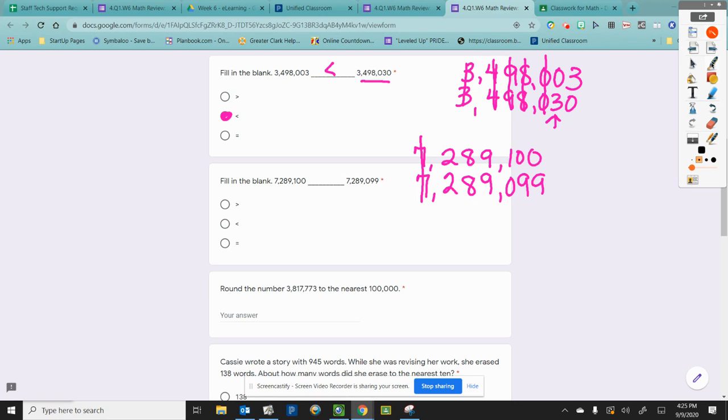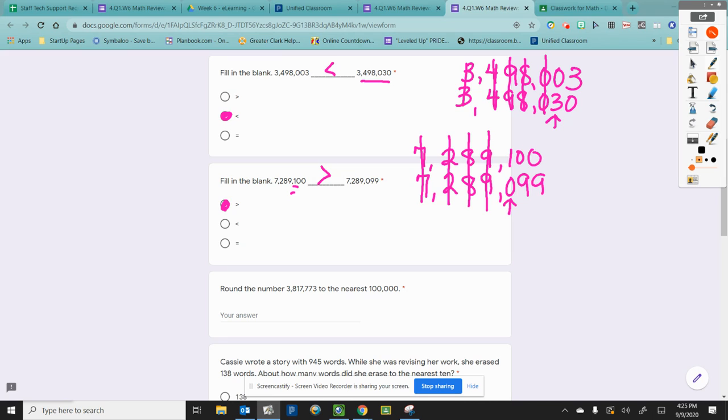Millions the same, 100,000s the same, 10,000s the same, thousands the same. I finally see a difference in my hundreds place, and I can tell that the 1 is larger. So it is bigger. So we're going to put greater than. 7,289,100 is greater than 7,289,099. Hopefully those are super easy for you. We'll see how you do on the quiz tomorrow. If everybody does pretty well, we won't do those anymore.